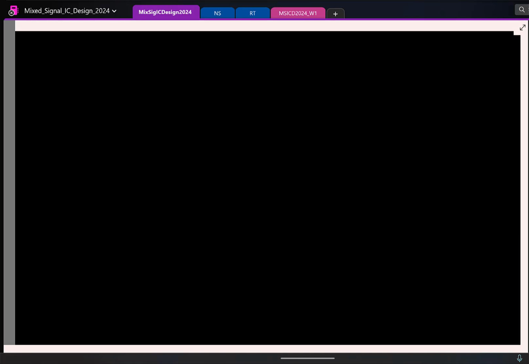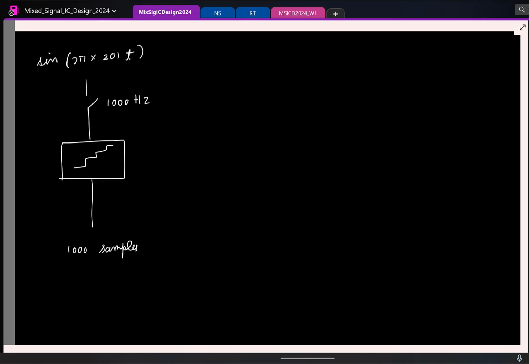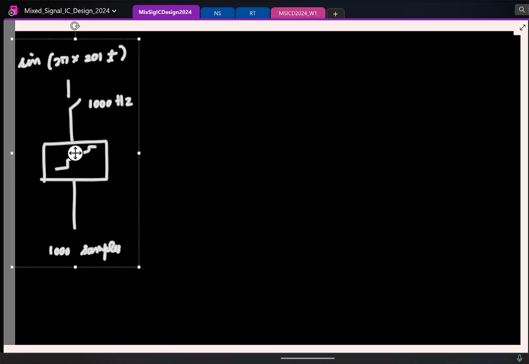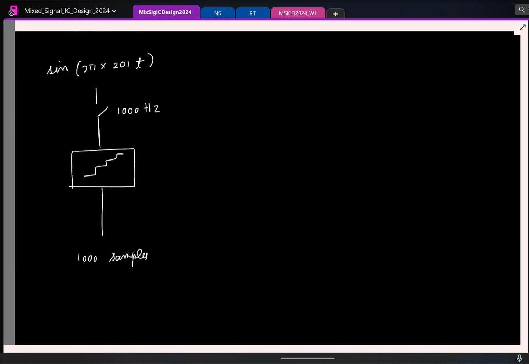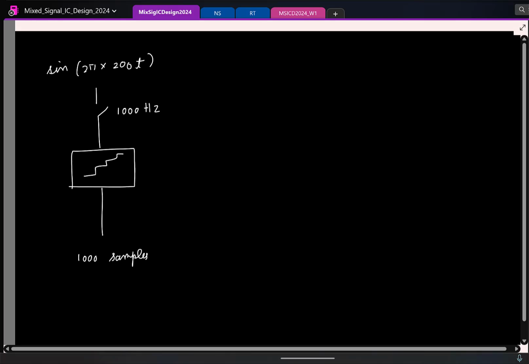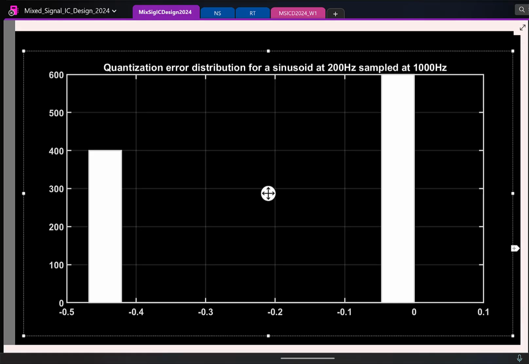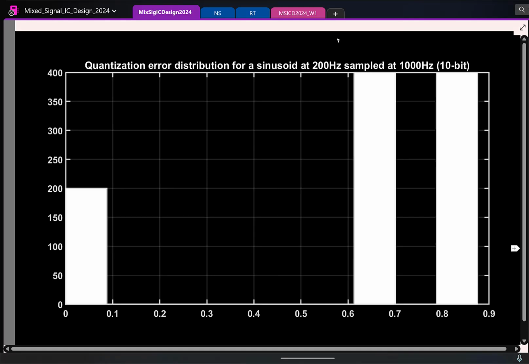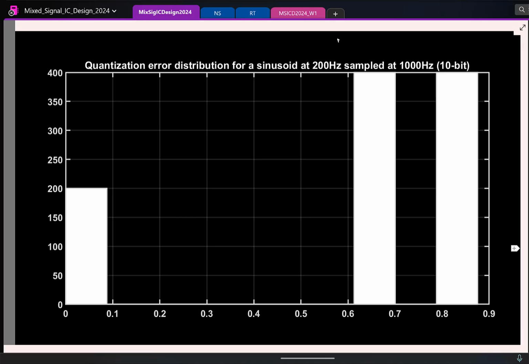So I'll do another experiment now, wherein I just change the frequency to 200 Hz. Looks like a harmless change. I do the same thing, nothing else changed. And if I do that, voila, the distribution looks like this. Again, this is the 6-bit. The 10-bit, at least I hope it might be better, but it's not looking so. So what do you think is happening?